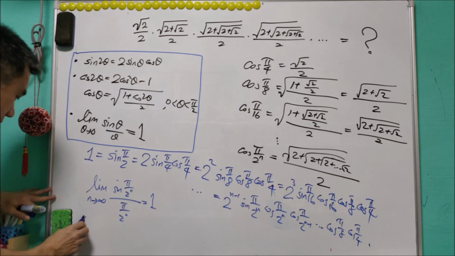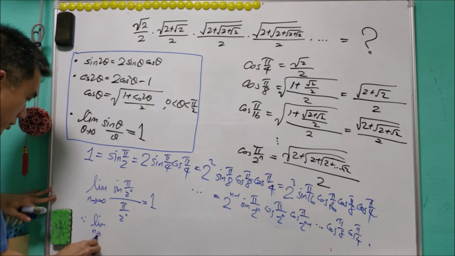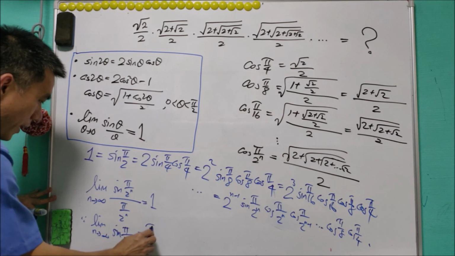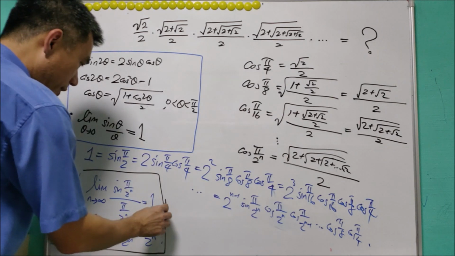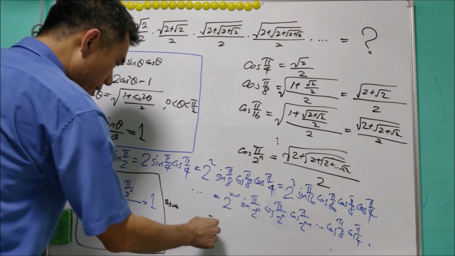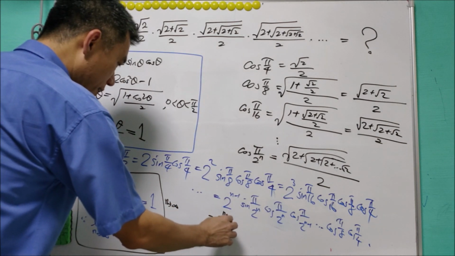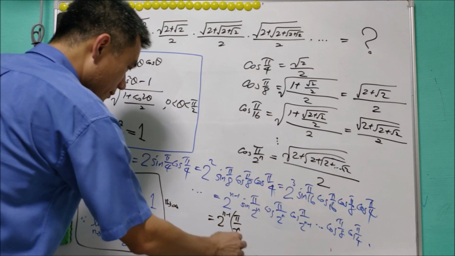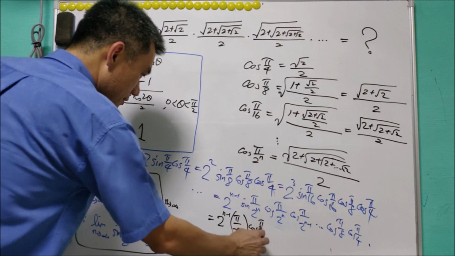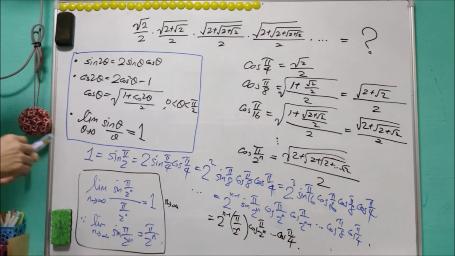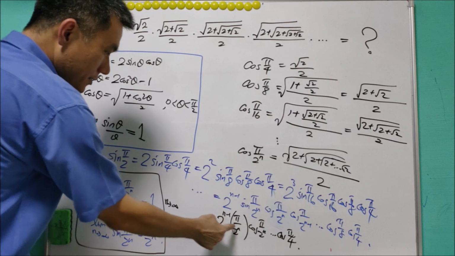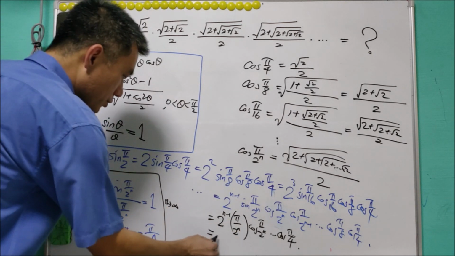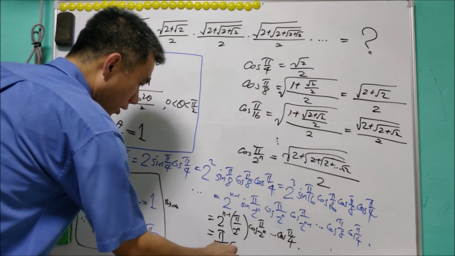So it means that as n goes to infinity, sine pi over 2^n is equal to pi over 2^n. So when n is big enough, this will be 2^(n-1) times pi over 2^n, and the rest. After we cancel, this is actually equal to pi over 2, times the rest.